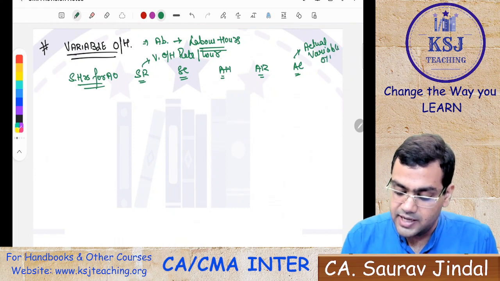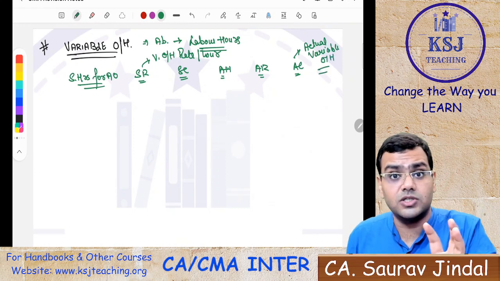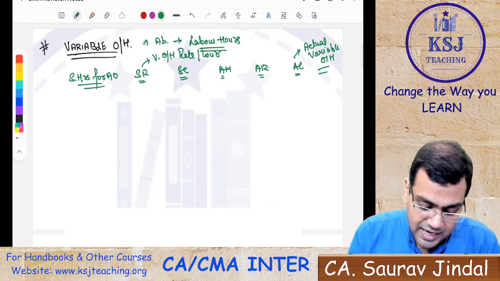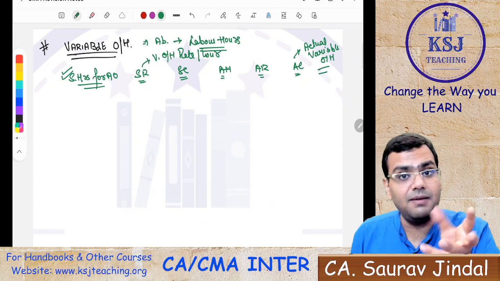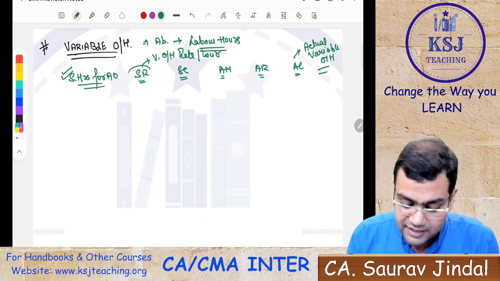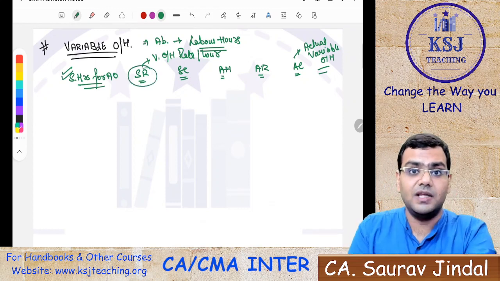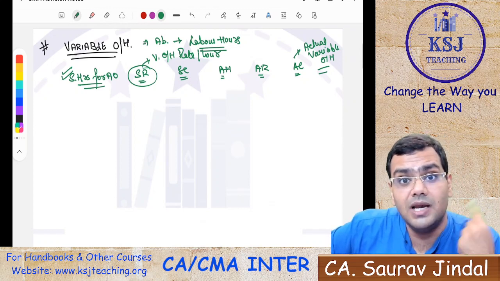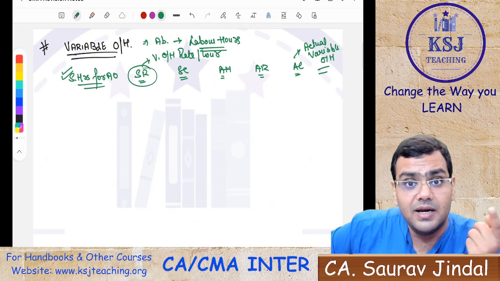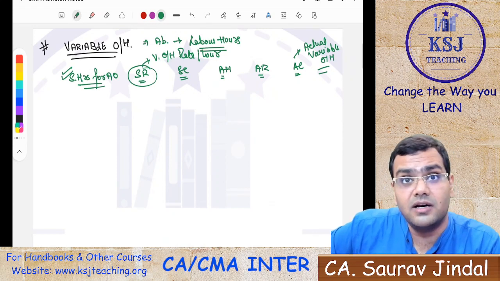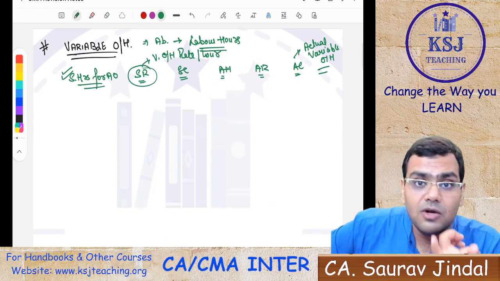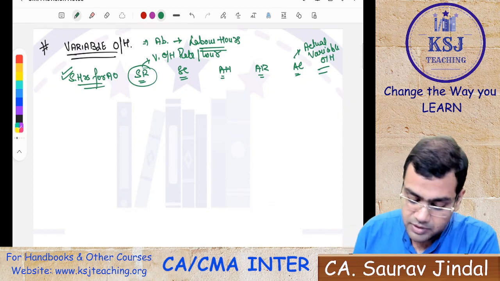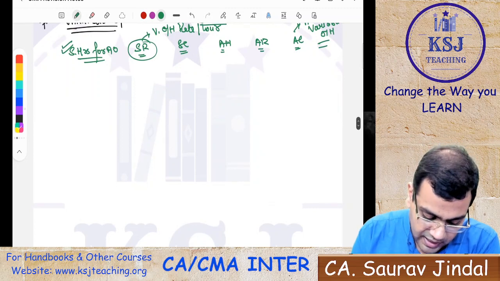Now in the question, if the labor rate and the variable overhead rate are both given, while making this table the standard hours for actual output will be the same in both cases, but the standard rate will be different. In the labor variance table, the standard rate is the rate we pay to the labor. But in the case of variable overhead, the standard rate is the variable overhead rate per hour. So you have to be very careful with this. This is a very common mistake. Okay, so with this we can calculate the variances.